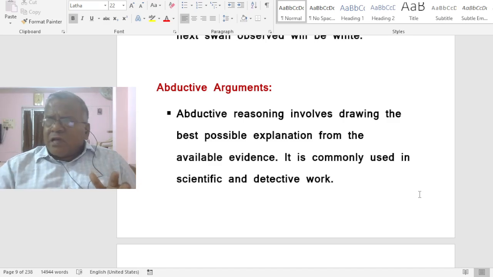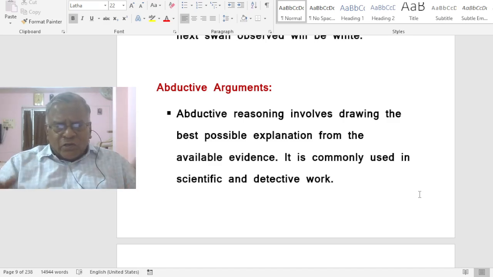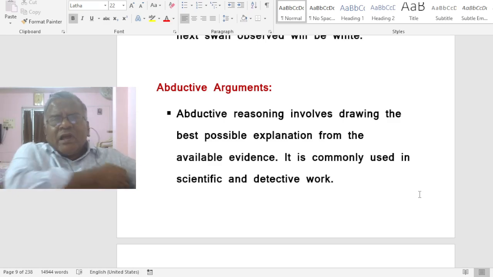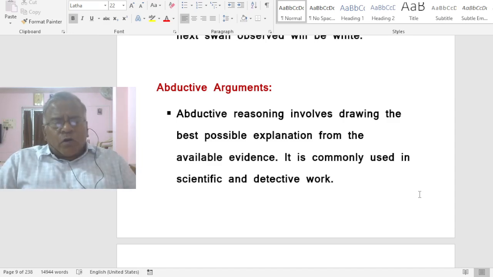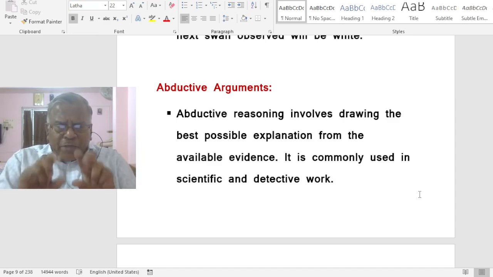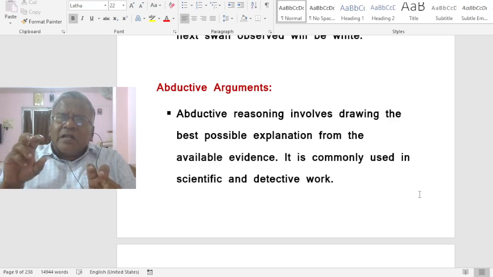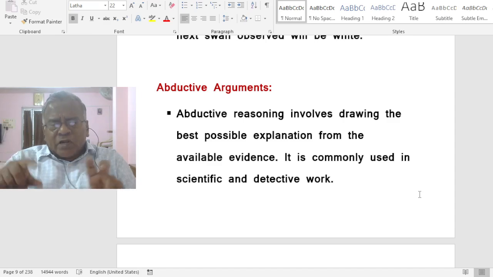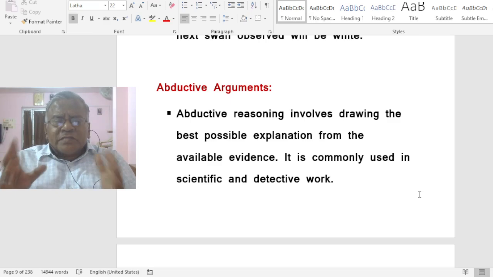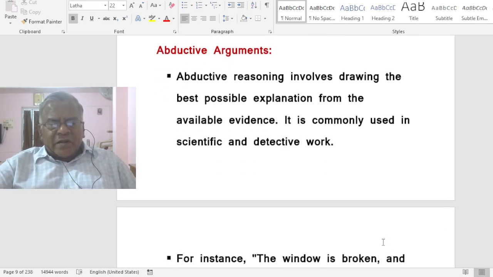Available evidence, as a sick person you are giving. You are saying that my shoulders are giving pain, my chest is giving pain, and I have some itching all over the body. Based on these symptoms, the doctor is able to understand what type of sickness you are having. Have you got this point? So this is called objective reasoning, drawing the best possible explanation from the available evidence.